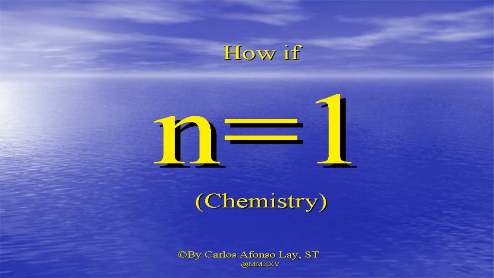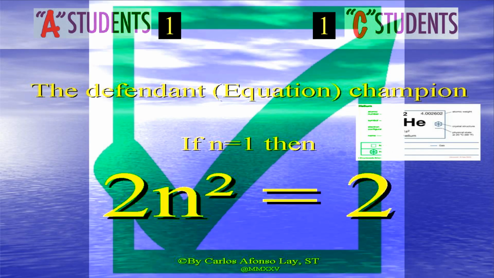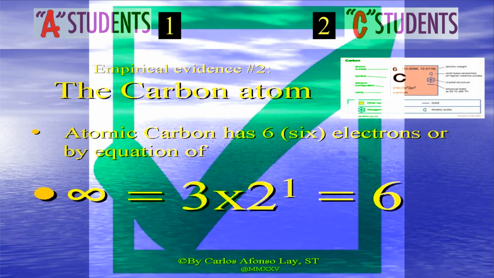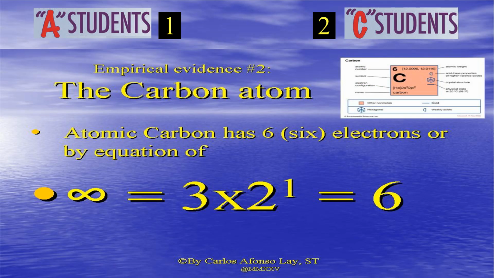How if n equals 1? Still applies in chemistry. The defendant equals 2. Here maybe we are given helium. And the challenger, n is 6, is carbon. The score now is 1, 2.